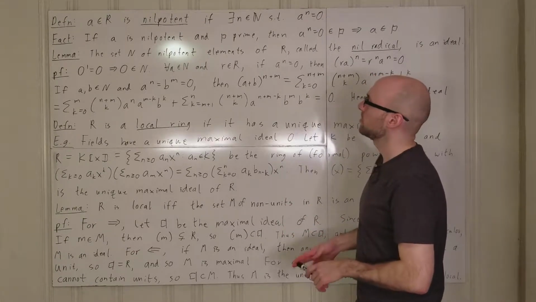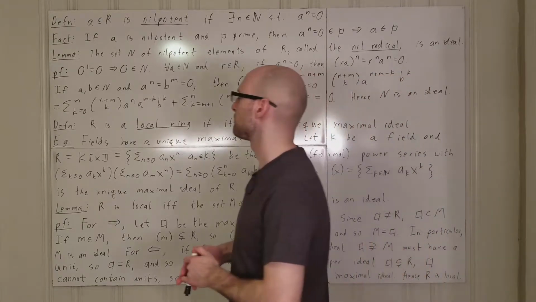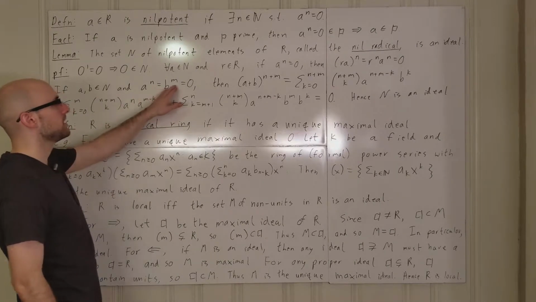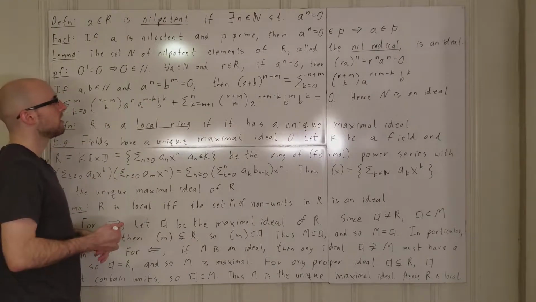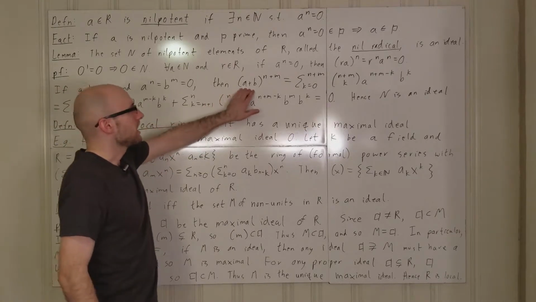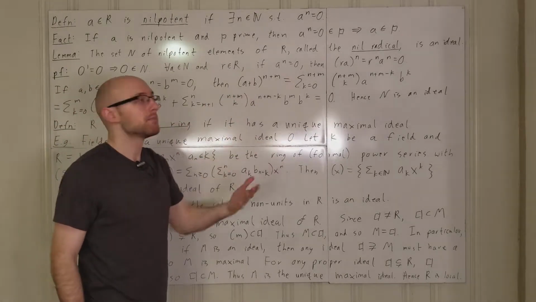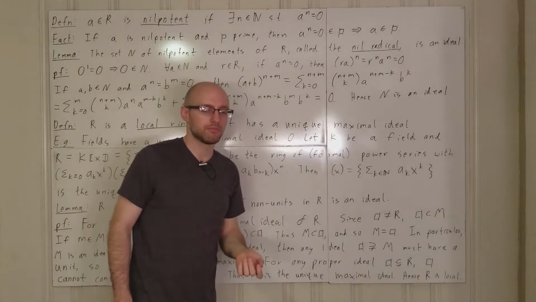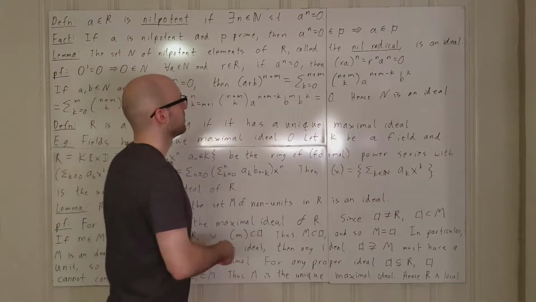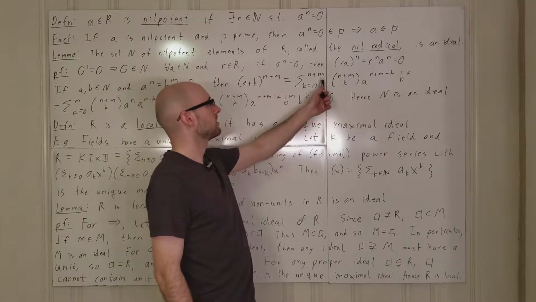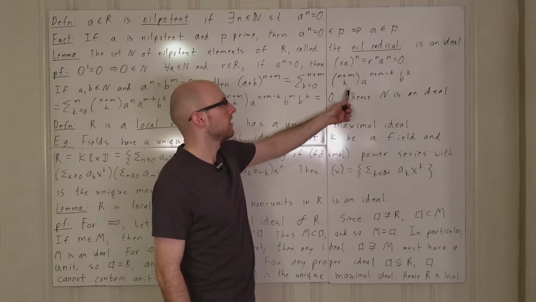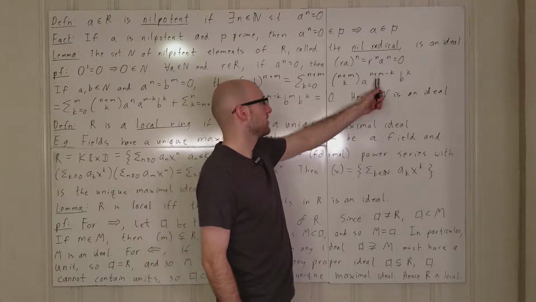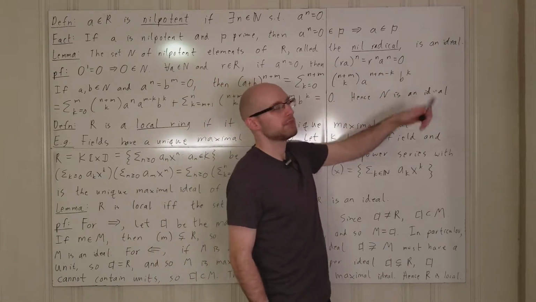As for addition, this one's a little trickier. So if you take two elements a and b in N, and suppose that a to the n is equal to 0 and b to the m is equal to 0, then we take a plus b and raise it to the power of n plus m. And when we do that, we have to remember the binomial theorem, where we get the sum from k equals 0 to n plus m of the binomial coefficient times a to the n plus m minus k times b to the k.